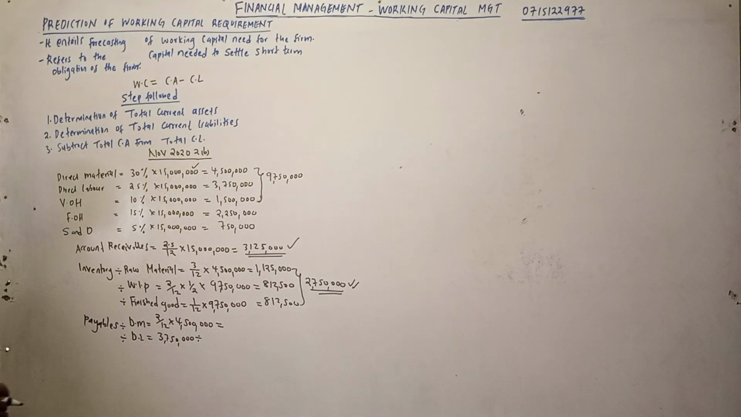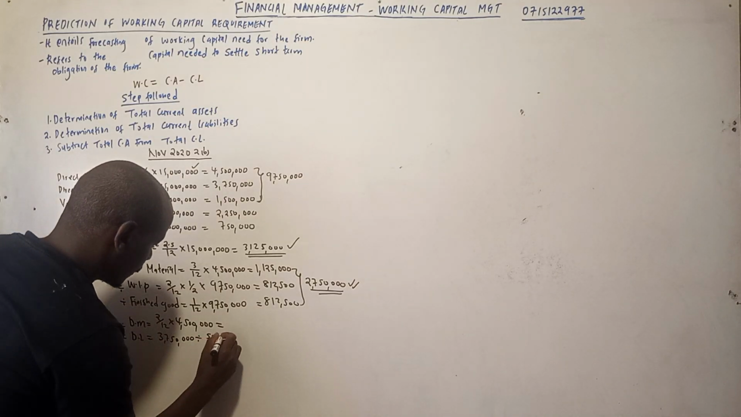So how many weeks are there? So he has told us we have how many weeks? Labor force is paid for 50 working weeks in a year. So we divide it by 50.